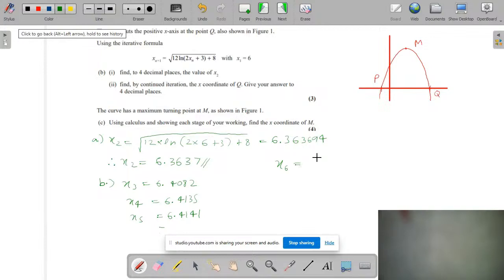x6, 6.4142, 6.4142. Since these are approximate answers, it is better to mention with an approximate symbol rather than an equal symbol. Now you can see in my x6 and x7, all the decimal places are the same, therefore I can tell that x is approximately equal to 6.4142. That is the answer.